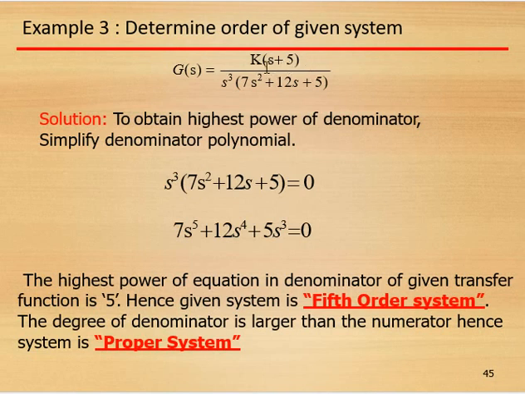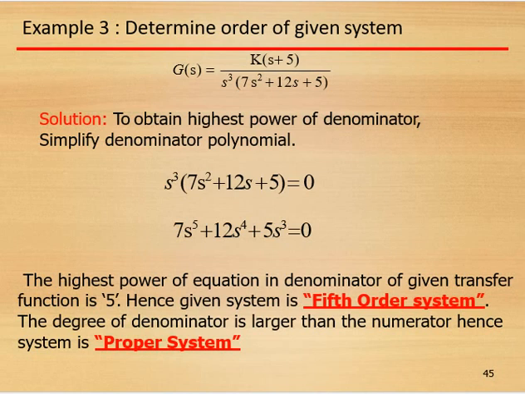say, or sk plus 5k, and the highest order of this numerator is 1, we can say that is 1. So that's why we can say the degree of a denominator is larger than the degree of a numerator, hence the system is a proper system.